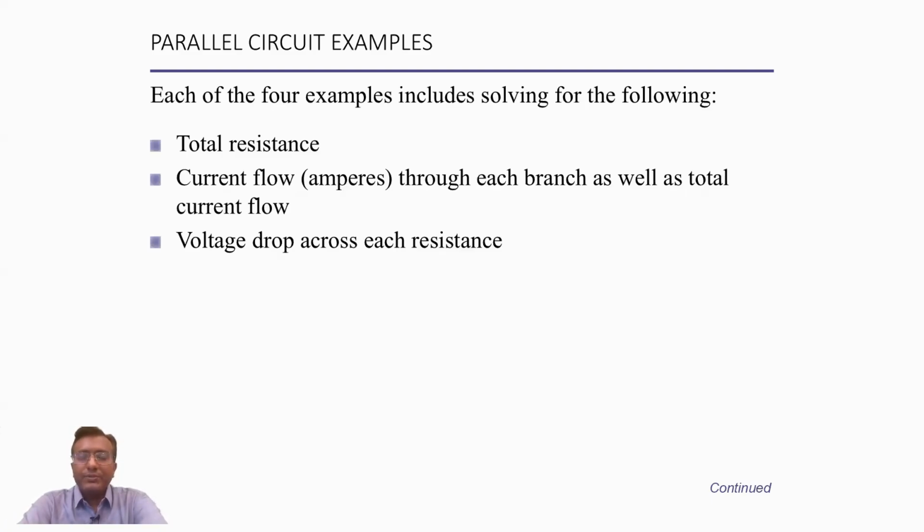Now, in case of a parallel circuit, the following things need to be calculated. The first important thing is the total resistance of a parallel circuit. Second important parameter is the current flow through each branch as well as the total current flow in the parallel circuit. And third important parameter is the voltage drop across each resistance.